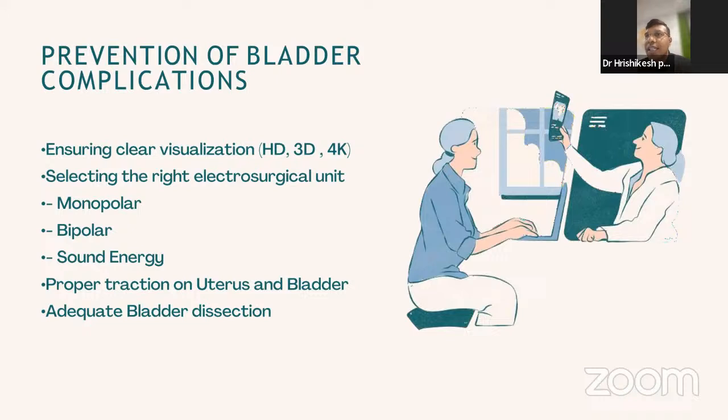The second most important thing is the electrosurgical unit. If you are using monopolar energy for vault opening close to the bladder, try to use the cutting current rather than the coagulation, as it has more lateral spread. Similarly, if you are using a bipolar shearer, the lateral spread depends entirely on how much time you spend on the tissue. The third thing you can use is sound energy, the harmonic, which is also a safer way to dissect close to the bladder.